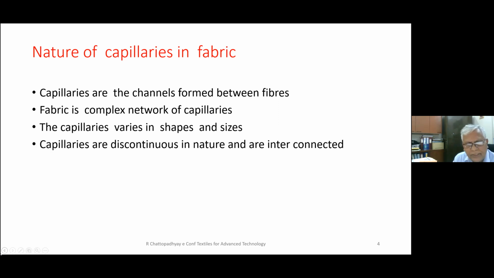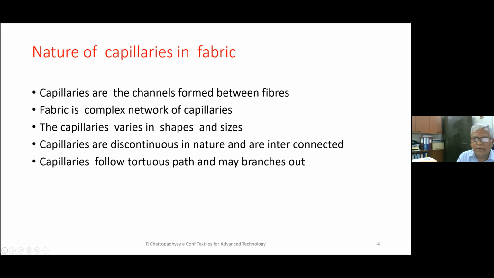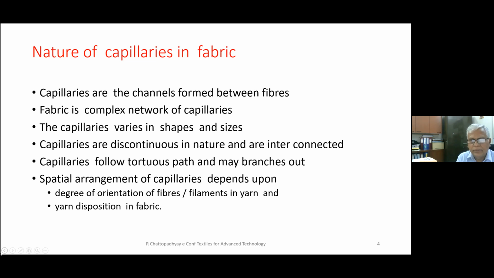Capillaries are mostly discontinuous in nature, especially when a yarn is made from staple fibers. However, if I make a yarn from filaments, the capillaries will be continuous in nature. Capillaries are also interconnected, and they follow a tortuous path and may branch out.